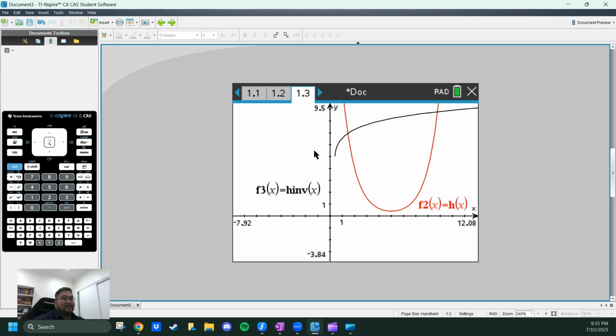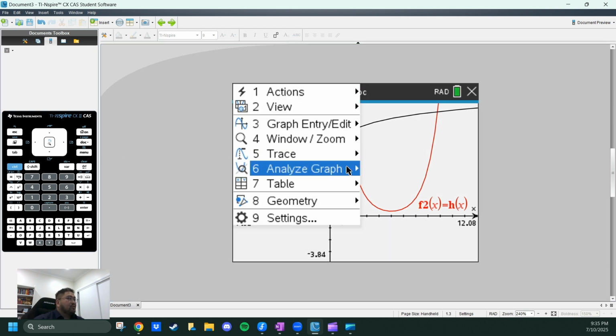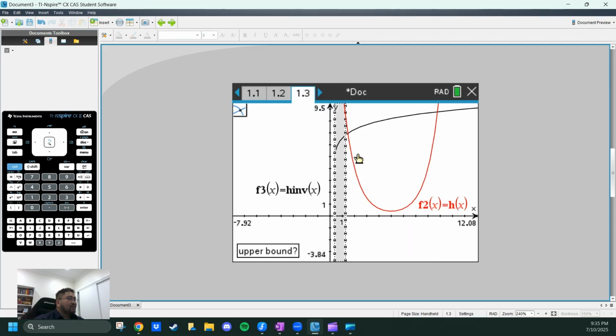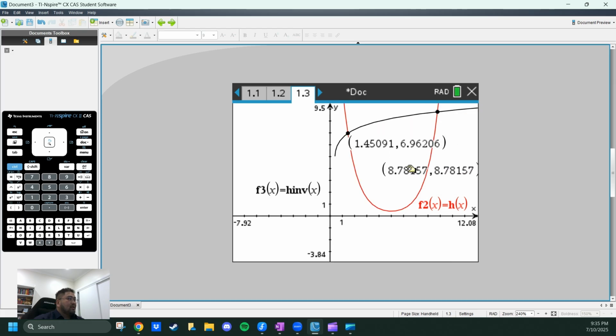Now, the intersection points, the area bound between the two. This is a 2-mark question, so we should probably find the intersection points. Okay, intersection, and I'll write those two down. So we're trying to find the integral from 1.45 to 8.78. And we're going to go to the top equation, which is the h inverse, and subtract the bottom equation, which is the h of x equation.